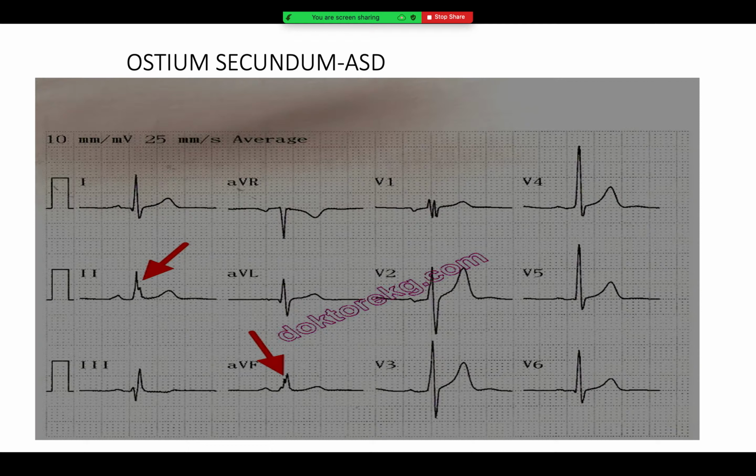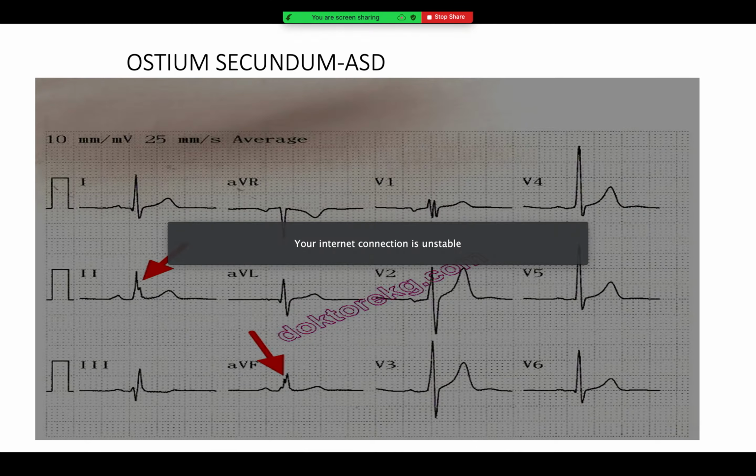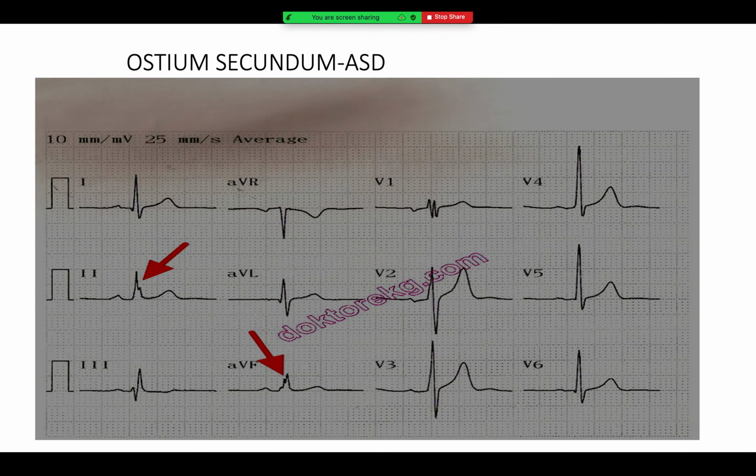And then how about the axis, especially in V1? Is this normal? Definitely not. When we look at V1, this is what is called an R-dash pattern, isn't it? And in the inferior leads, like 2, 3, aVF, as pointed out, there are notched R waves. This is what is called the crooked sign, okay?